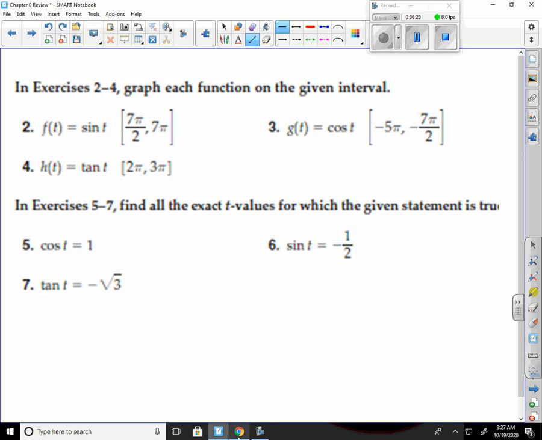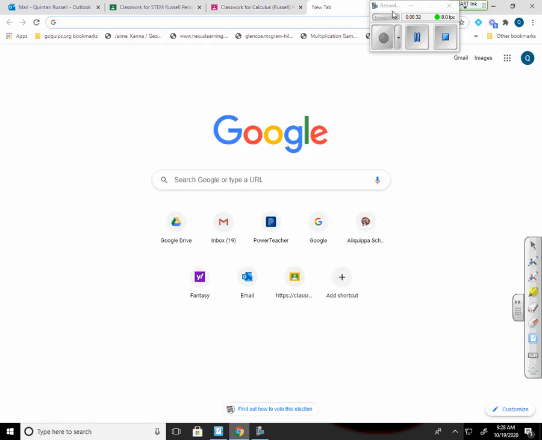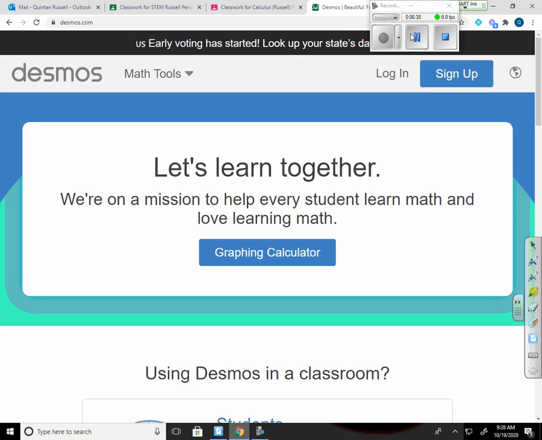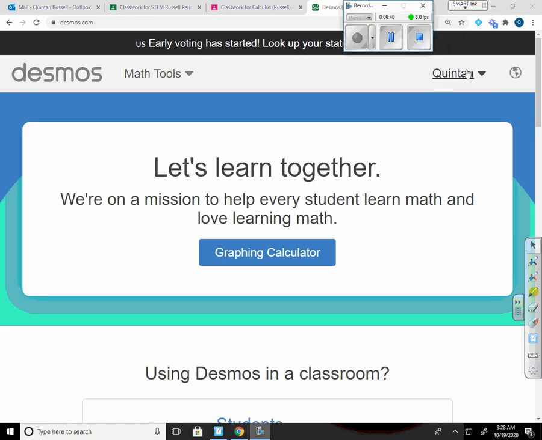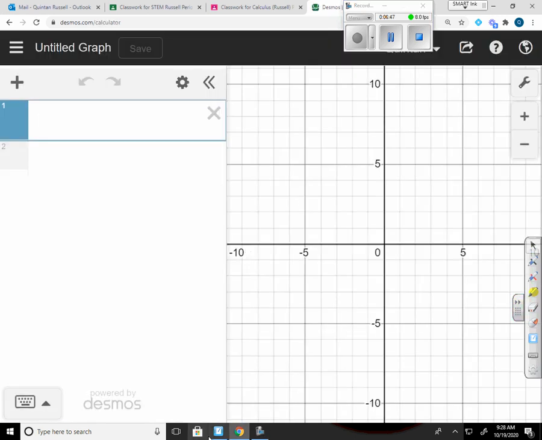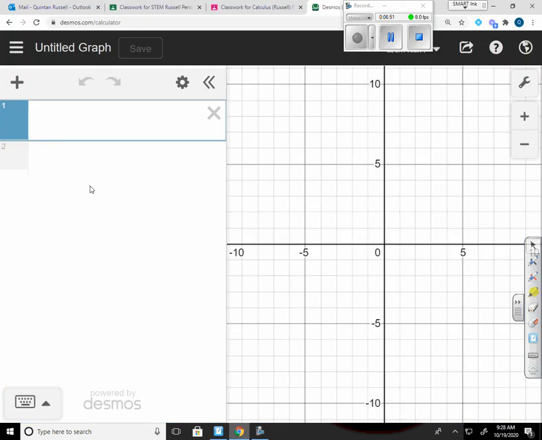So here's how I would do these if I was you. I'd start by going to Desmos.com. It's a good start. I would then log in. You can see I'm logged in here. Graphing calculator. Now what do we have to graph? Sine of t. So let's do it. Sine of x.